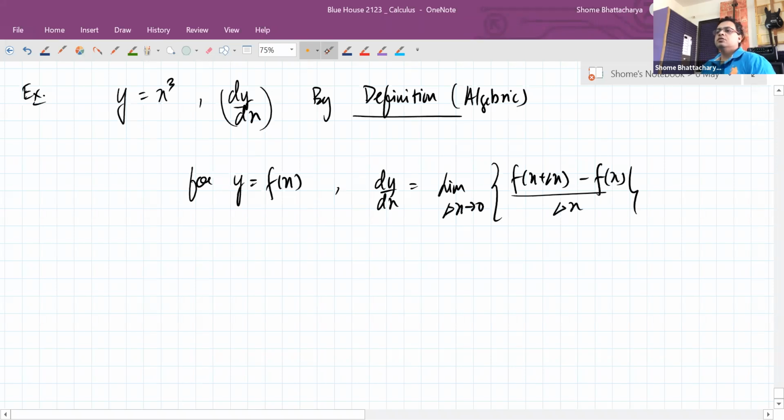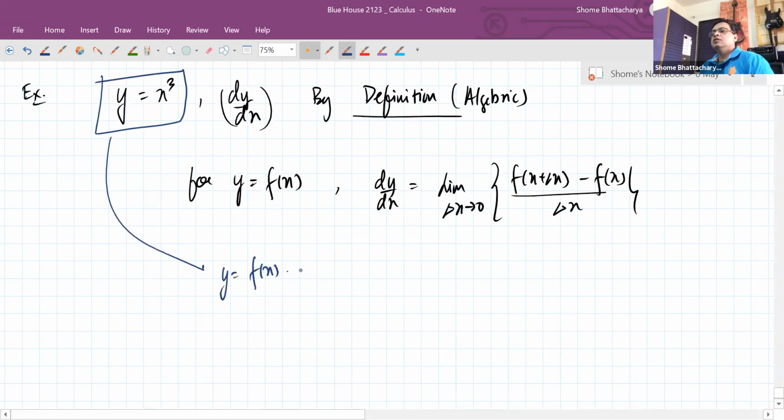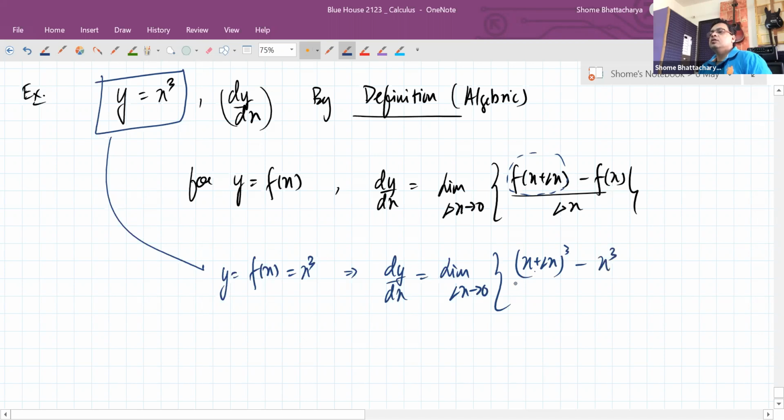Okay. So for this function now, we have to apply this now. Okay. So y is equal to f(x) equal to x cube. So for this, dy by dx will become limit delta x tending to 0. Now just replace this thing with this function. So it will become x plus delta x whole cube minus f(x), which is x cube, divided by delta x. Okay. So far this is clear, this step?